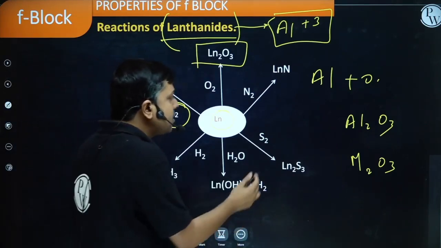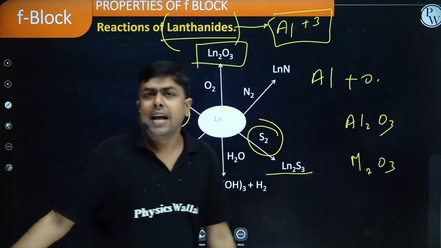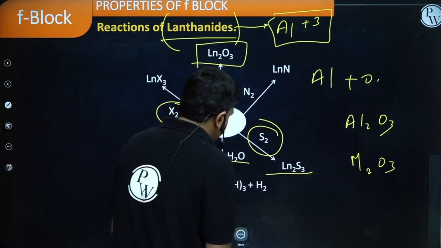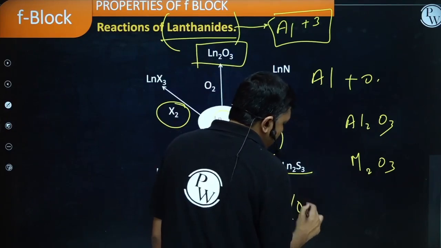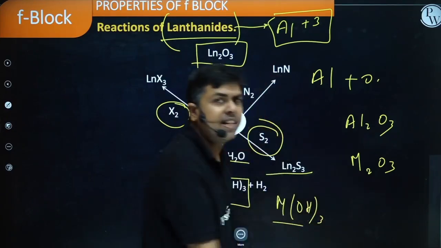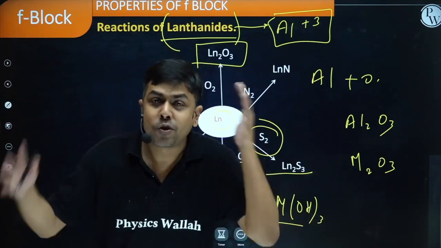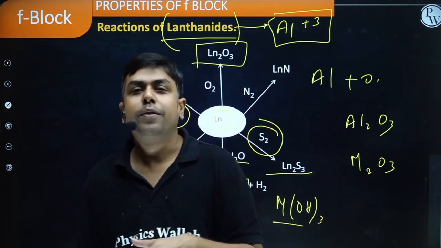If it's combined with sulfur, once again, just like oxygen, here I will have the formation of Ln2S3. If it's combined with water, then it forms a base of the type M(OH)3. If aluminium combines with water, it forms aluminium hydroxide, Al(OH)3. So if lanthanide elements combine with water, they form Ln(OH)3.